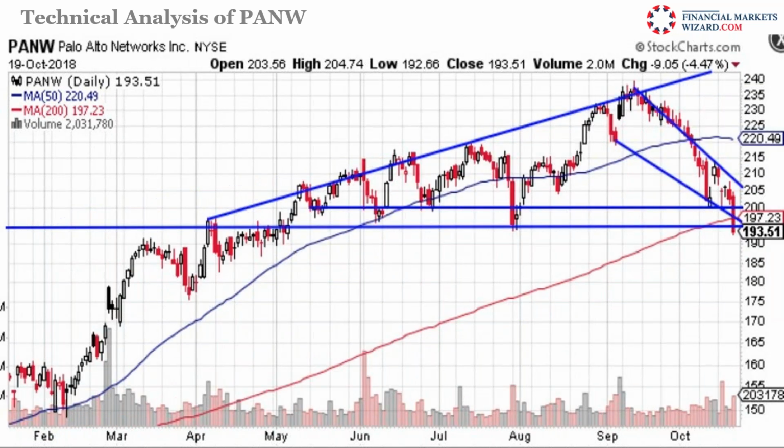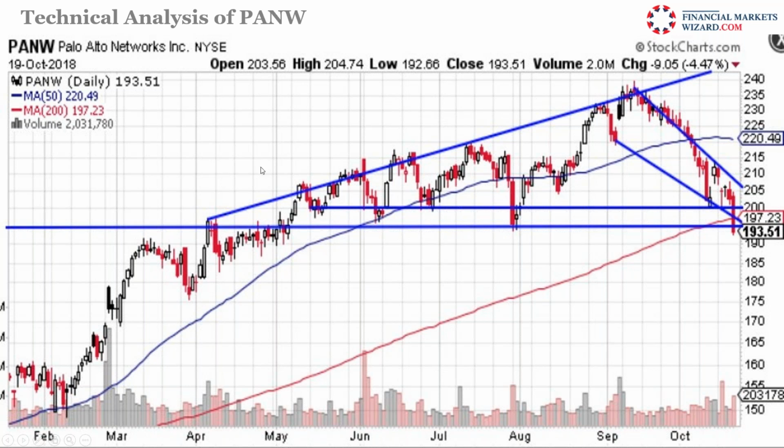This is Palo Alto. So Palo Alto broke this 200-day moving average and this support, right here. You see the support around 195, 196. So it broke the support and it broke the 200-day moving average. When the stock breaks the 200-day moving average, the big boys try to come and defend their position, but the stock is really bearish. You see all the red candles, they're all bearish.